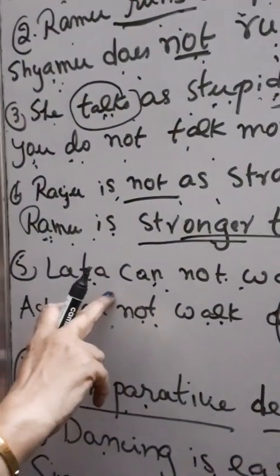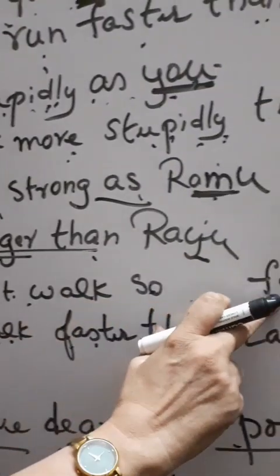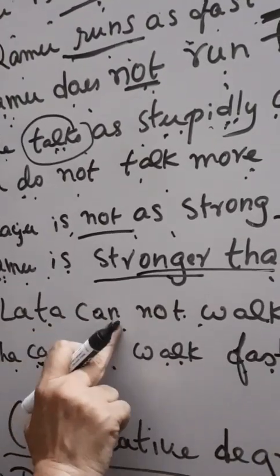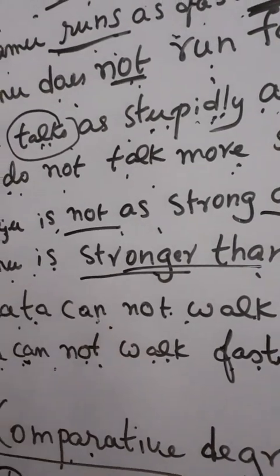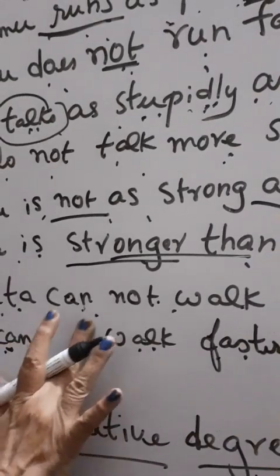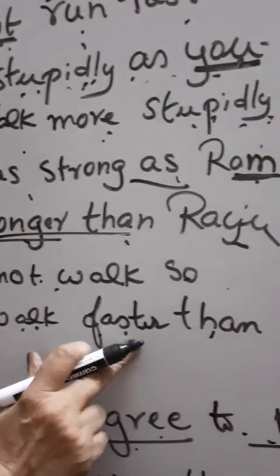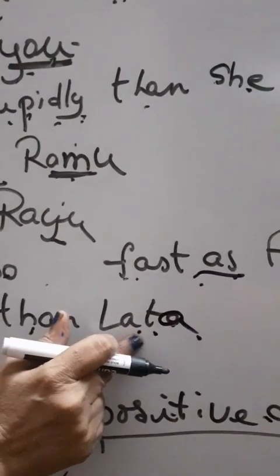Now see, here I have to do a correction. Lata cannot walk so fast as Asha. The sentence is negative, so you have to make it affirmative. Asha can walk faster than Lata.